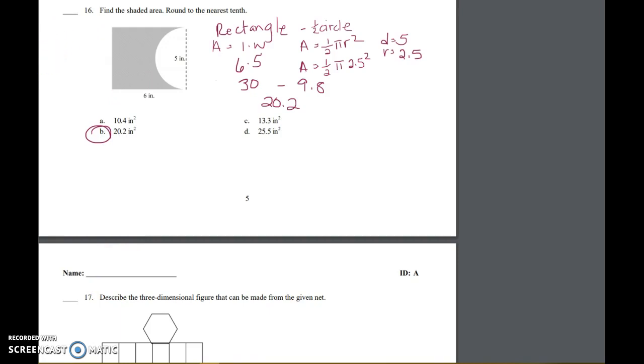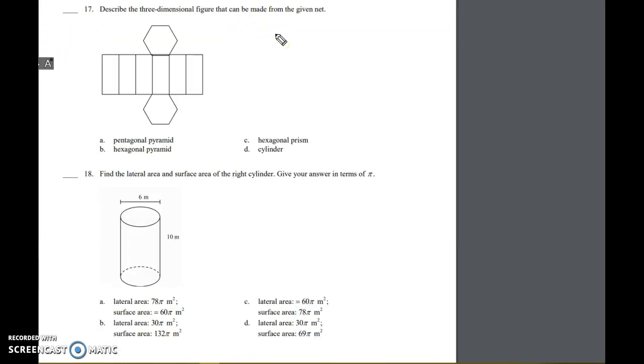Okay, I'm going to pause the video to move it up. Okay, number 17, describe the three-dimensional figure that can be made from the given net. Remember, a net is a two-dimensional flat representation of a three-dimensional object. And what I notice here is that I have a hexagon.